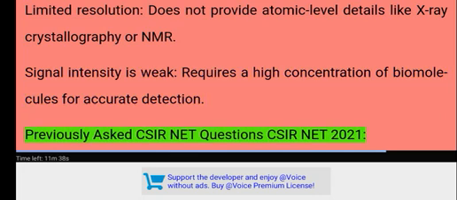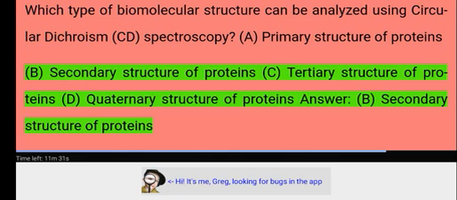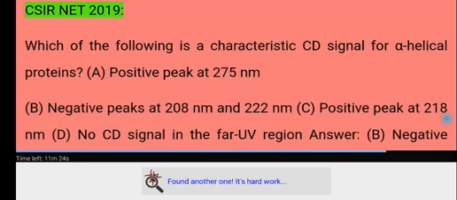Previously asked CSIR-NET question, CSIR-NET 2021. Which type of biomolecular structure can be analyzed using circular dichroism, CD spectroscopy? A. Primary structure of proteins. B. Secondary structure of proteins. C. Tertiary structure of proteins. D. Quaternary structure of proteins. Answer, B. Secondary structure of proteins.